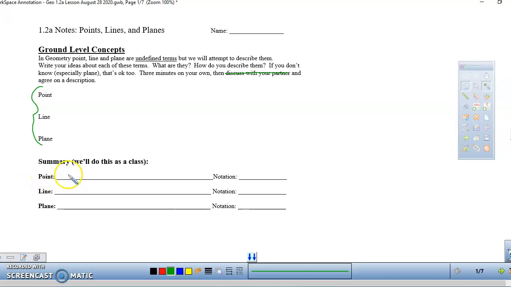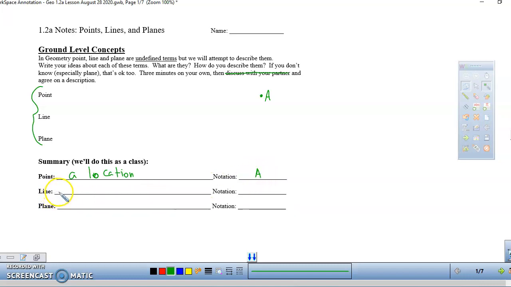So a point, the best way to describe a point is that it's a location. A lot of people say like, oh, it's a dot. Well, that's true. When you graph something, it does look like a dot, but it's really a location on the graph. So it's a location. The notation for that is just a capital letter. So you have your point, and then you'll notice a capital letter next to the point. So you just say capital A, and then in geometry, we know that that is a point with the letter A.